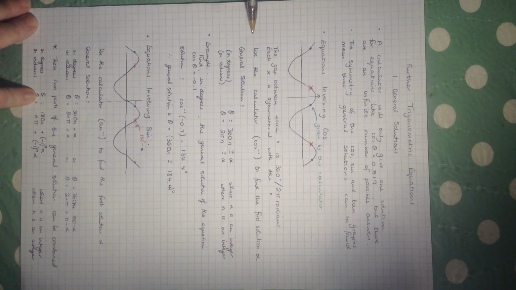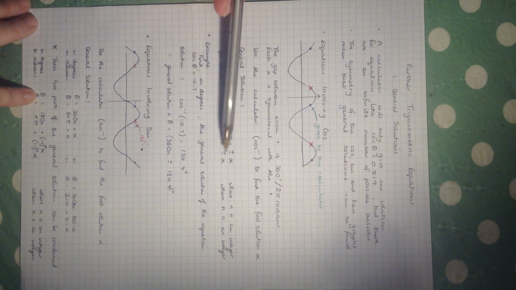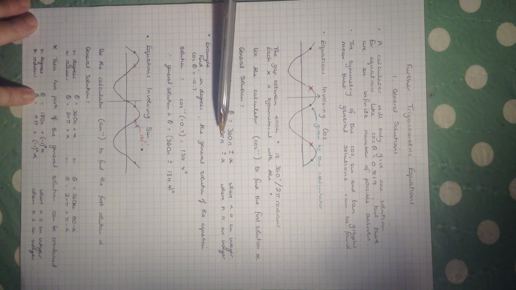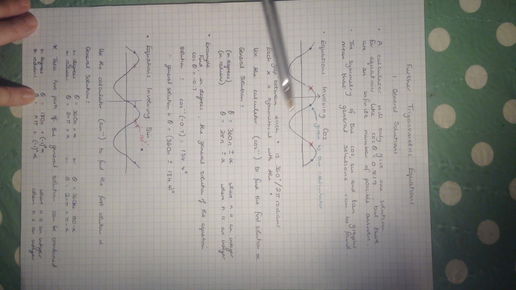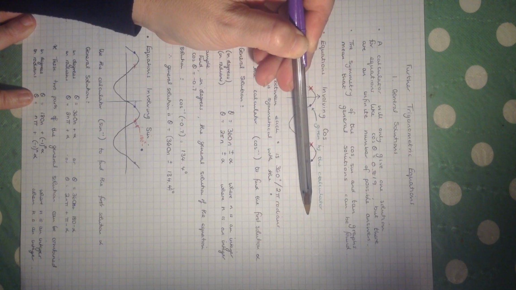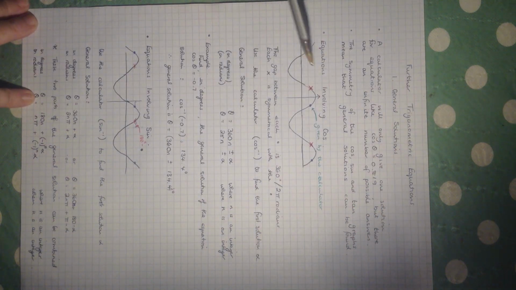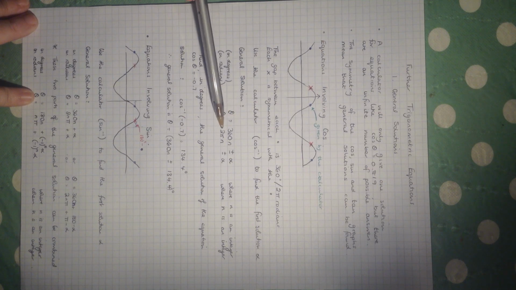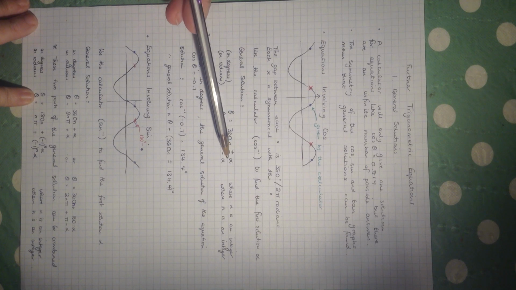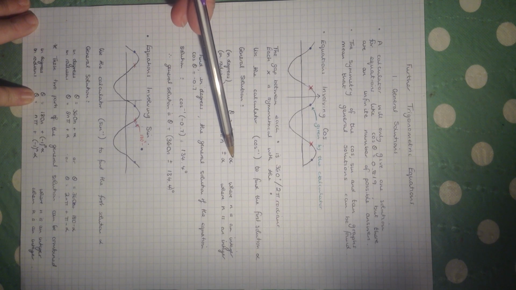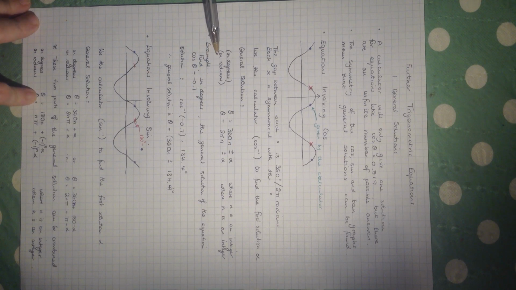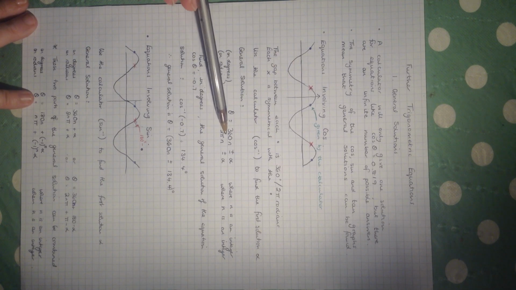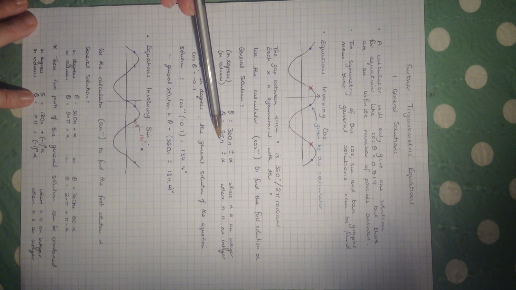So the method is to use the calculator to find the first solution, so this one, and then we know that we can have plus or minus, and then we add on any multiple of 360 because it takes us to the next part of the curve. So in degrees, for an equation involving cos, theta will be 360n plus or minus alpha, where alpha is the solution that the calculator gave us. If we wanted it in radians, the only difference is instead of 360 degrees, we've got 2 pi radians, otherwise it's the same.